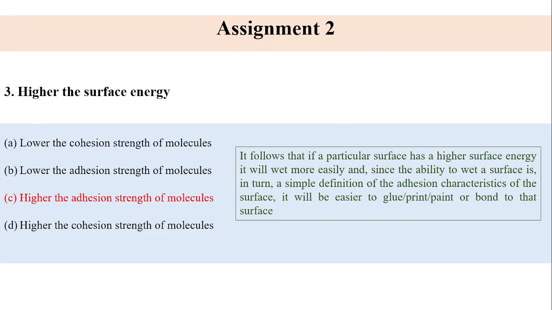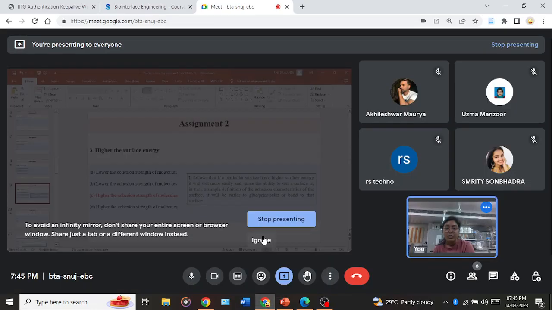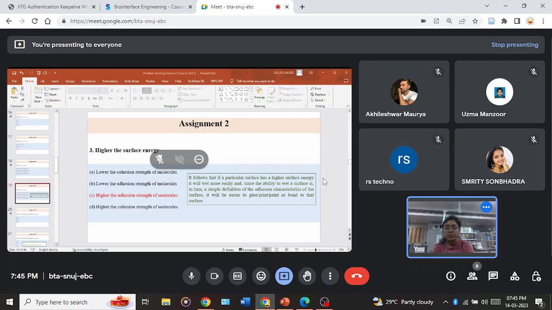And next, why the higher the adhesion strength of the molecules, the higher the surface energy? Because it follows that if a particular surface has a higher surface energy, it will wet more easily. And since the ability to wet a surface is in turn a simple definition of the adhesion characteristic of the surface, it will be easier to glue, print, paint or bond to that surface. So I hope this question is clear to you.